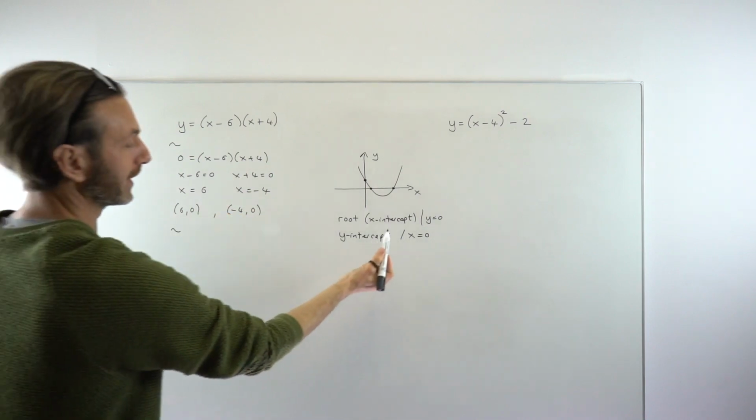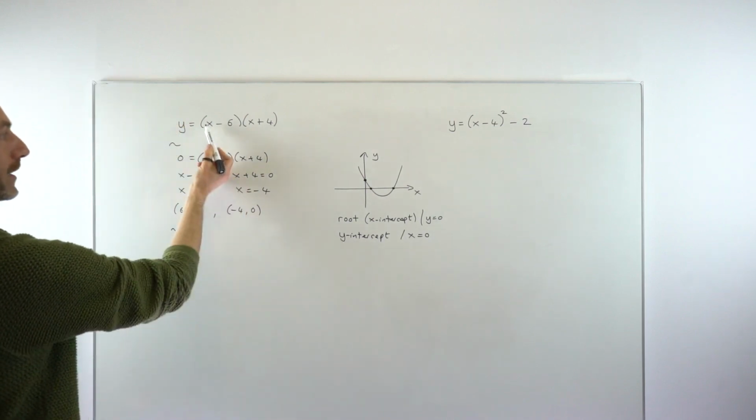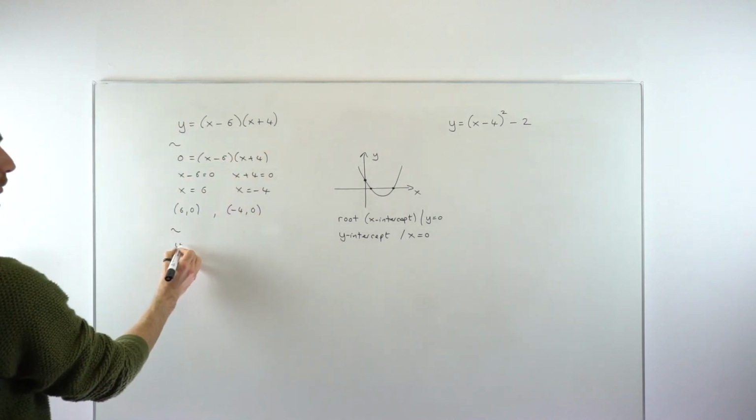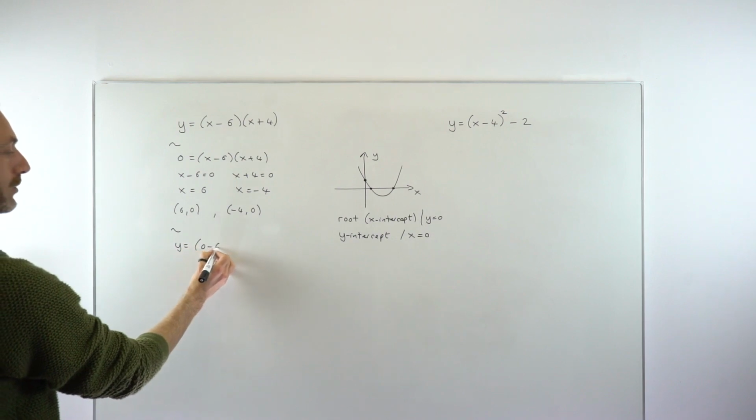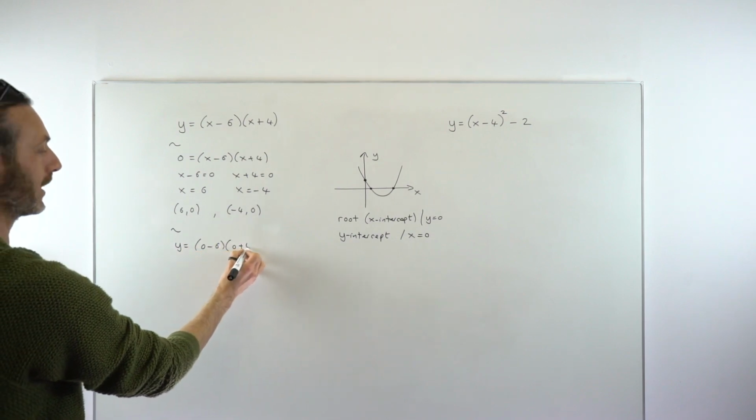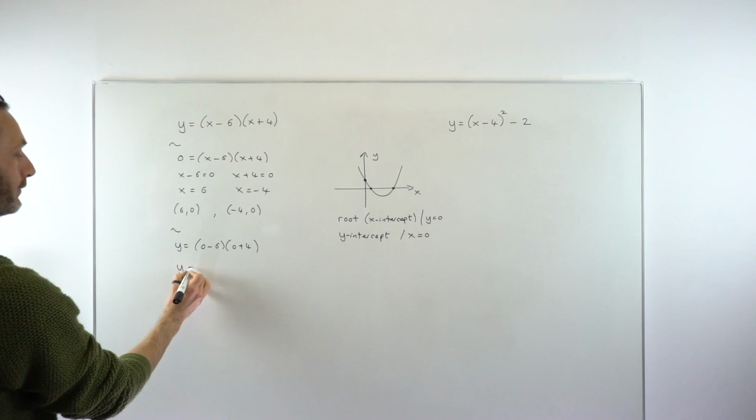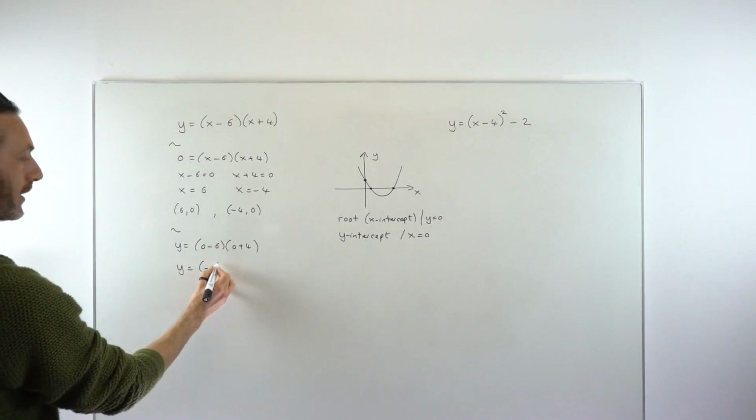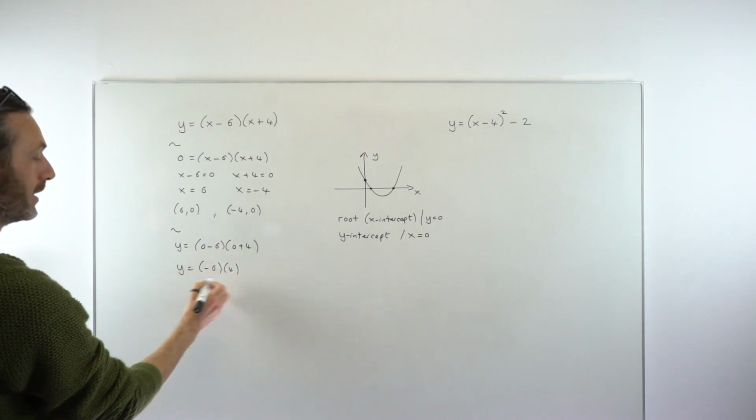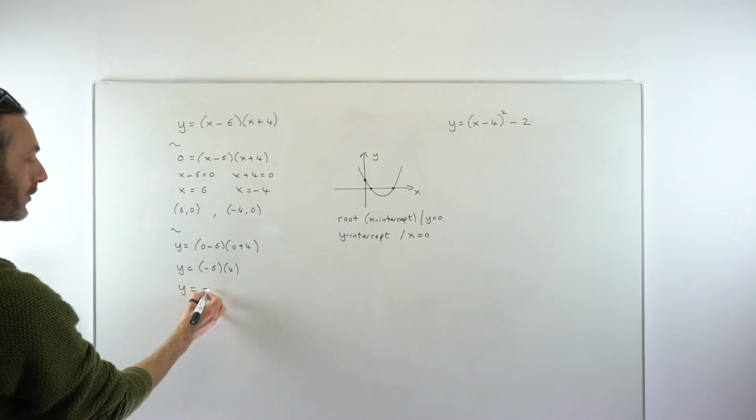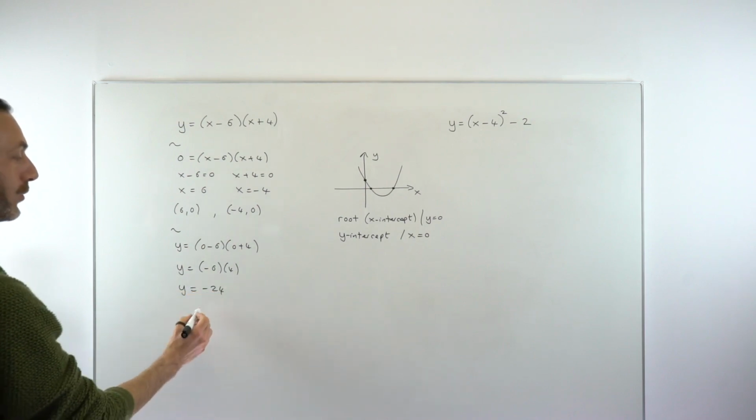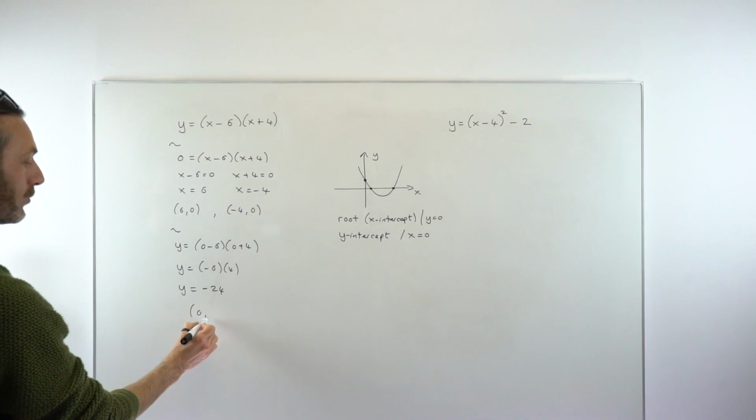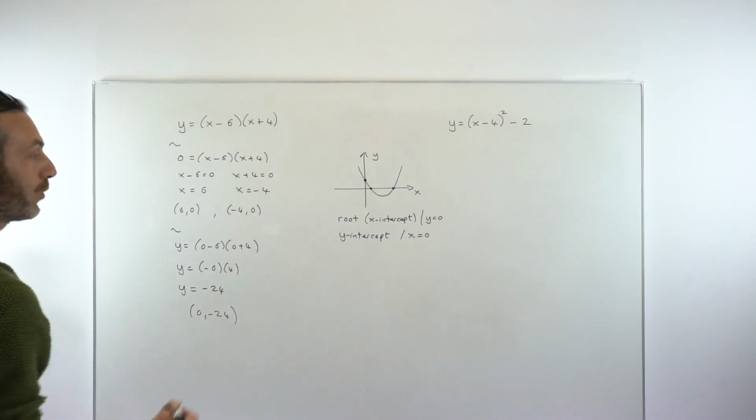Similarly, if we wanted to find the y-intercept, we just let x be 0. So I'm just going to put zeros in the place of the two x variables. 0 minus 6 is -6, 0 plus 4 is 4. These two brackets are multiplying, so that will give you -24. So the y-intercept would be (0, -24).